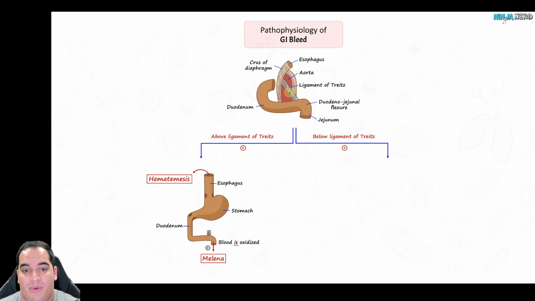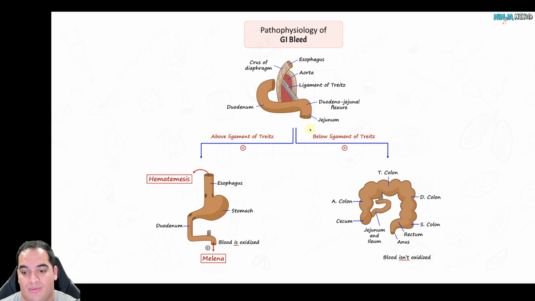For the lower GI bleed, we would say anything below the ligament of Treitz, right? So we're talking about the jejunum, the ileum, the ascending colon, the transverse colon, the descending colon, the sigmoid, the rectum, the anus. All of this is considered a lower GI bleed. In these patients, the blood isn't being oxidized by the hydrochloric acid in the stomach and the small intestine. Because of that, it's not going to come as a darkish appearing stool. It's going to be more bright. We call this hematochezia, or bright red blood per rectum. So again, that's how we use the anatomy to define the differences between upper and lower GI bleeds.